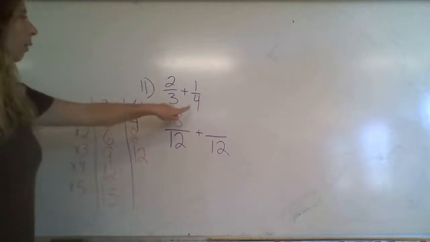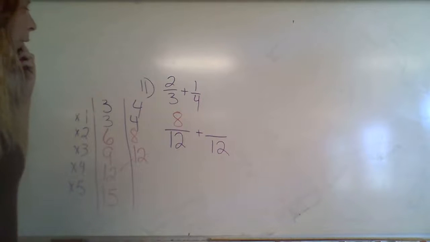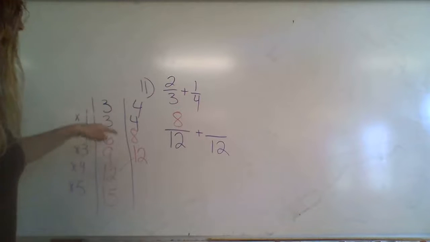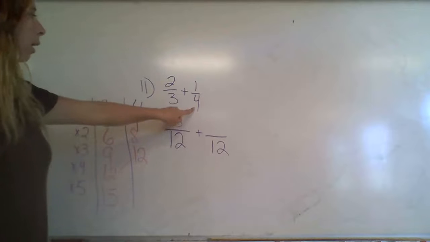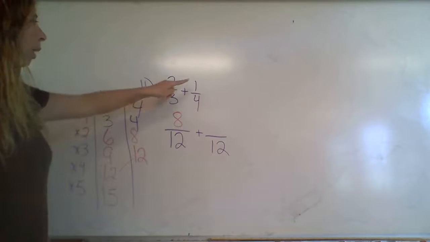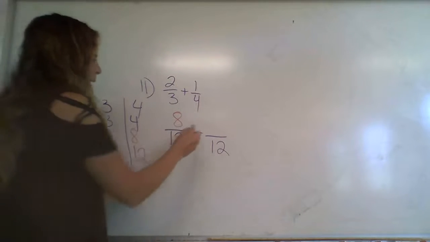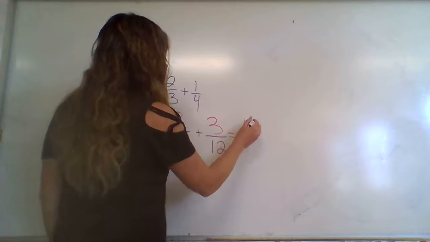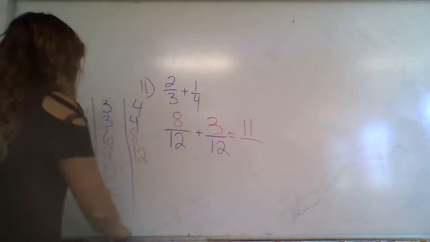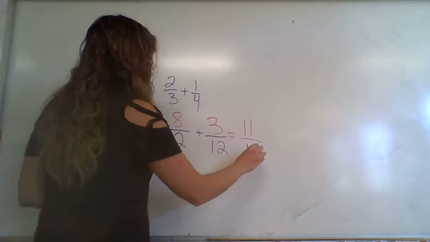And then same thing over here, same idea. What did I multiply 4 by to get 12? Well, 4 times 3. I multiplied by 3, so you also multiply your numerator by 3. 3 times 1 is 3. So you get 8 plus 3, 11 over 12.